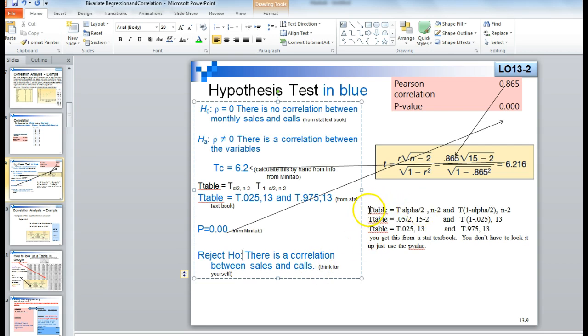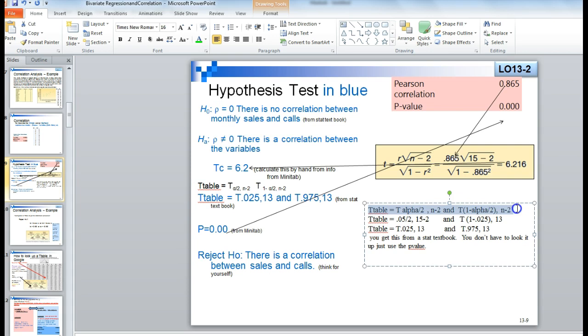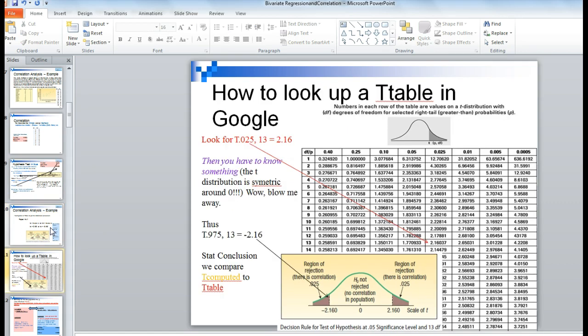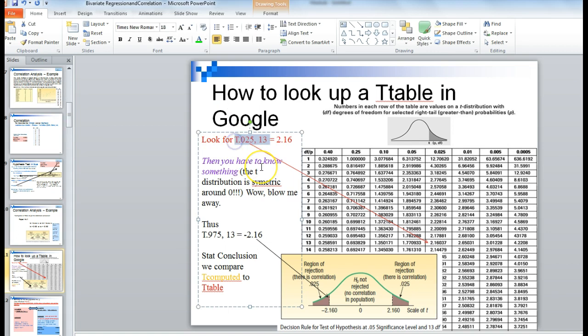So this T table value, I kind of did that before: alpha divided by 2, 0.025. Let's see where we got that from. Okay, so you don't actually have to look this up. You do get credit for this portion, and this is what we really get credit for putting. But you may want to look it up, so let's figure out how we would look it up if we needed to. If we want to look up T025 and 13, that's what's available.